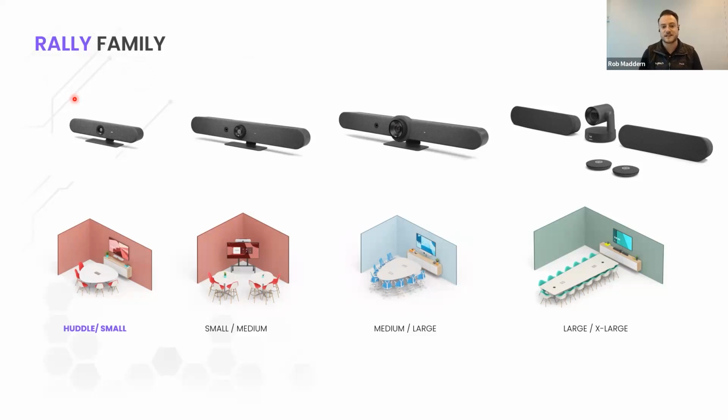So now where we used to say that we had small, medium, and large, we've got huddle/small space with Rally Bar Huddle, small to medium with a Rally Bar Mini, medium to large with Rally Bar, and then we'd say large to extra large with our Rally Plus system.